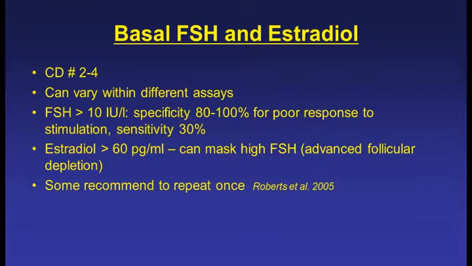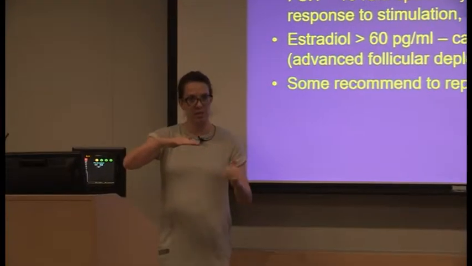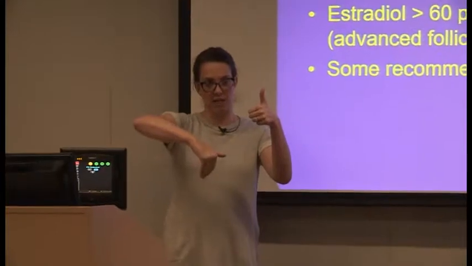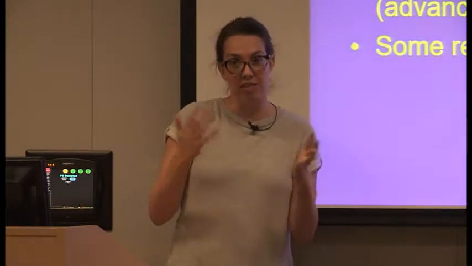And then we also worry if that estrogen level is greater than 60, because what can happen is if that estrogen level is high but the FSH is low, if you guys remember, there's that negative feedback. So as estrogen level rises, FSH goes down. And so the problem is if that's elevated, it can sort of mask or make it look like the FSH is normal, but it's not.